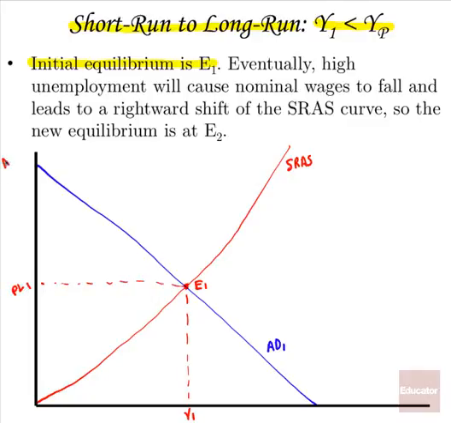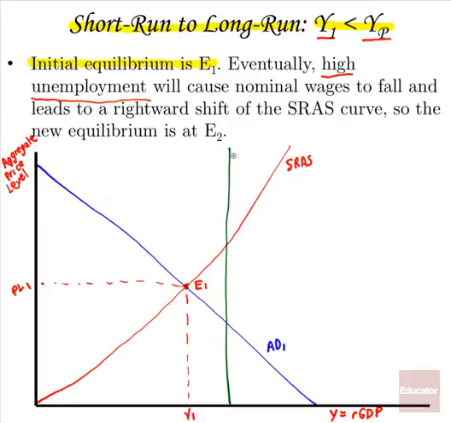Maybe it's probably better to have labeled it first here, but let's put the aggregate price level, and here is Y, which equals our real GDP. And so eventually, high unemployment. Well, if Y1 is less than YP, then this is going to be to the left of YP. So let's draw a straight vertical line to the right of Y1, and this is LRAS. Eventually, high unemployment will cause nominal wages to fall.